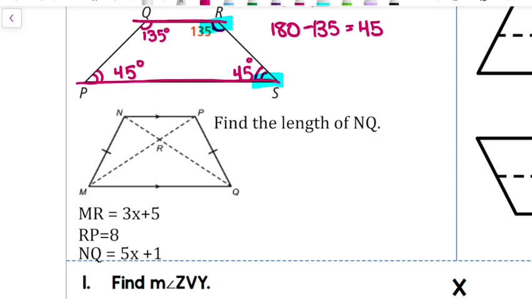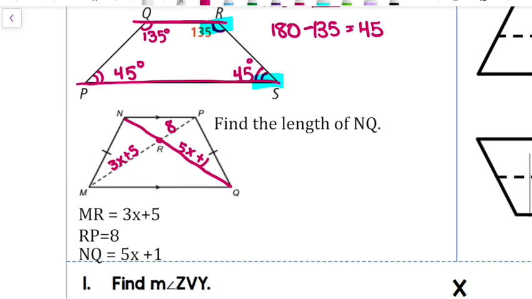So in this example, we have that MR is 3x plus 5. Notice that stops right here. RP is 8. And then the entire thing of NQ is 5x plus 1. So remember, the entire thing of NQ, which is 5x plus 1, is equal to the entire piece of MP. So maybe we write that above. I'm actually going to write that above that. So NQ is equal to MP.